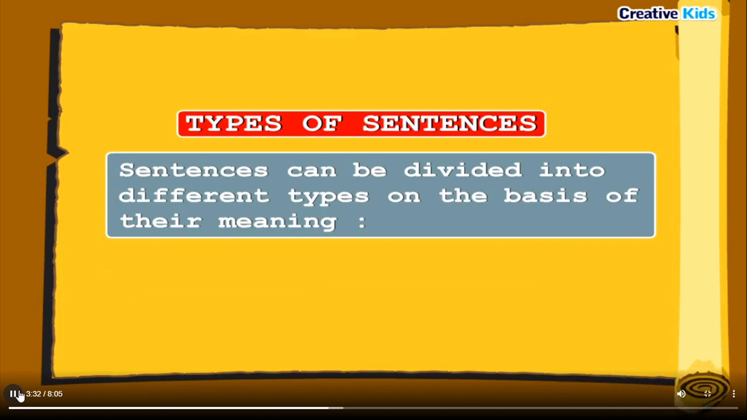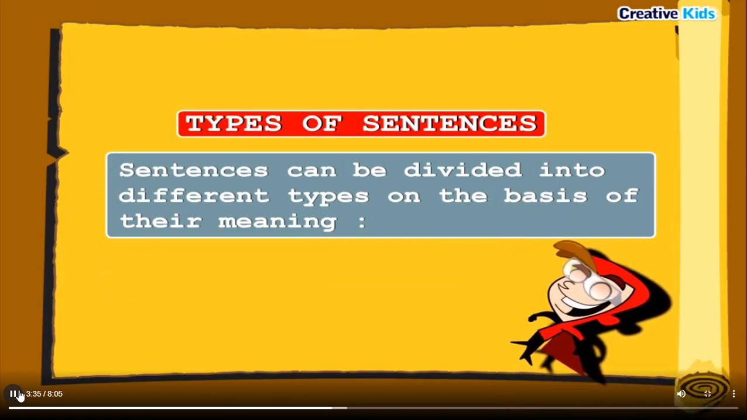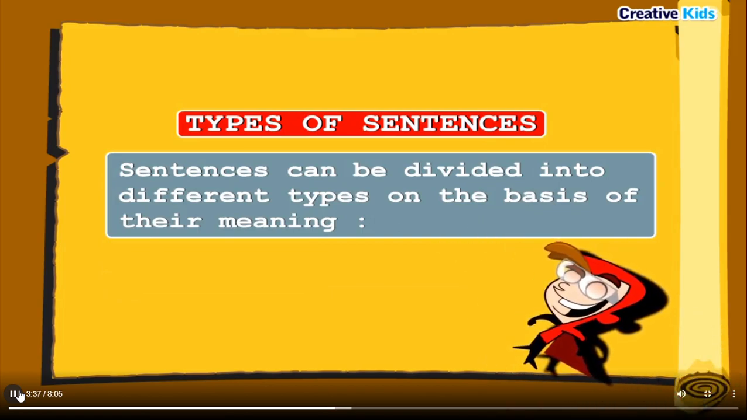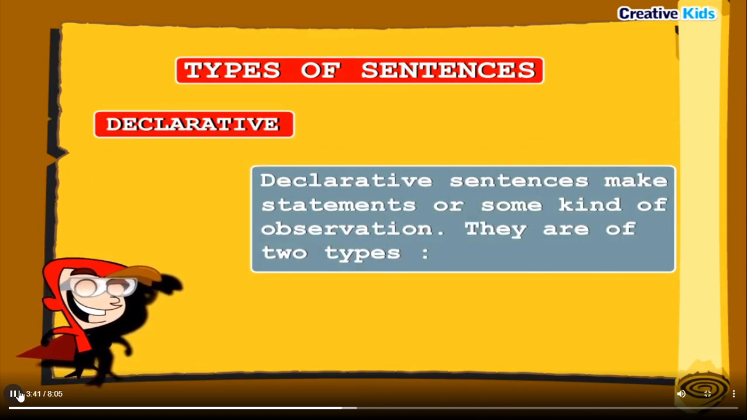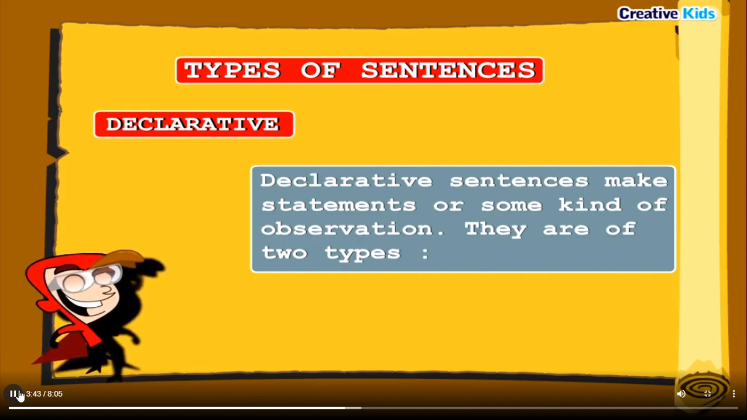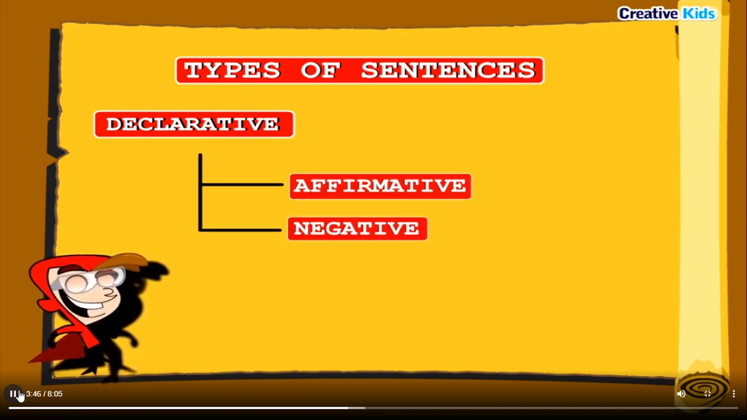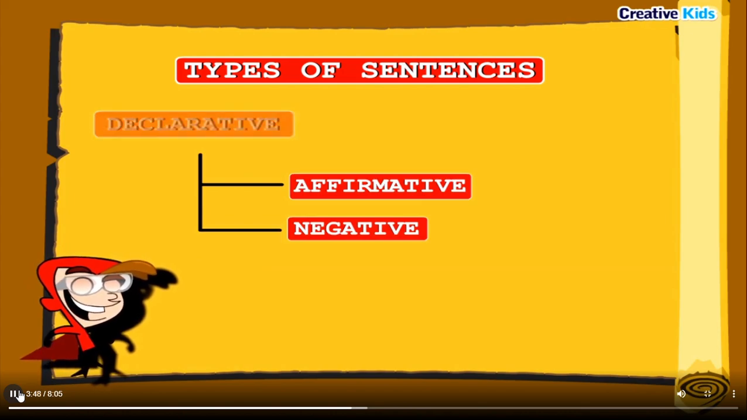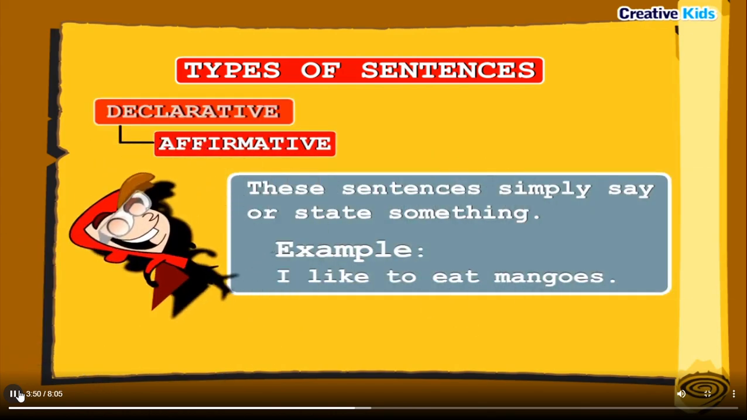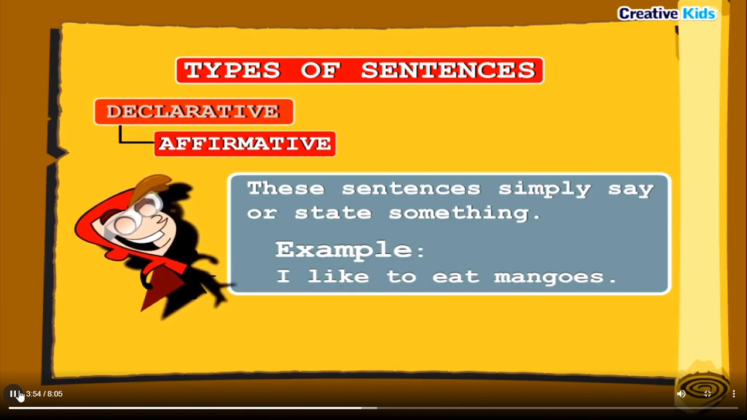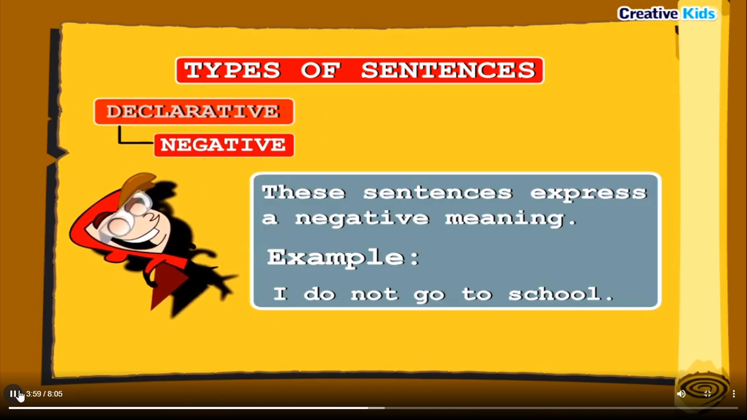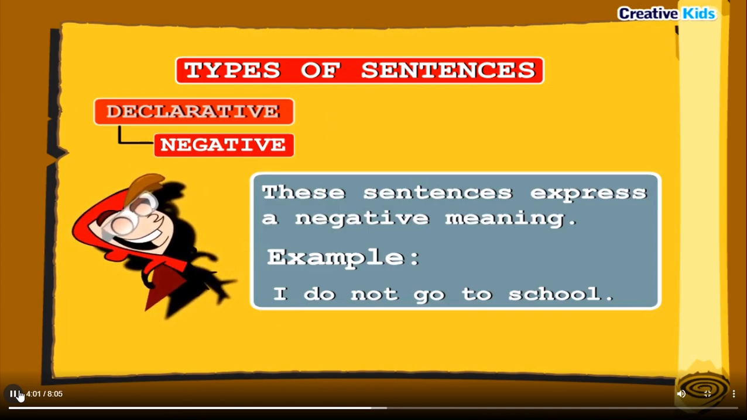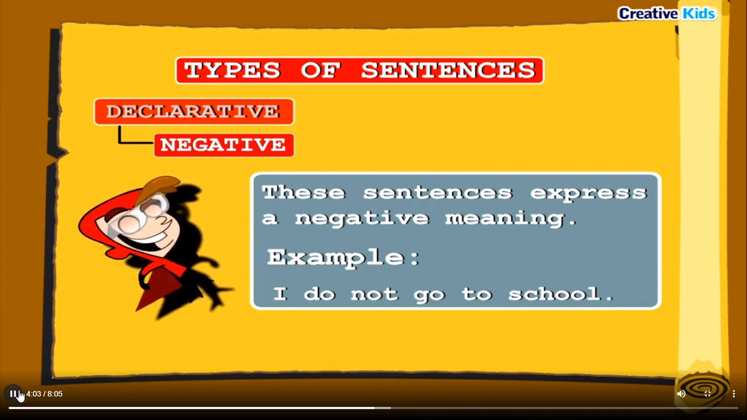Types of sentences. Sentences can be divided into different types on the basis of their meaning. Declarative. Declarative sentences make statements or some kind of observation. They are of two types: affirmative and negative. Affirmative. These sentences simply say or state something. Example: I like to eat mangoes. Negative. These sentences express a negative meaning. Example: I do not go to school.